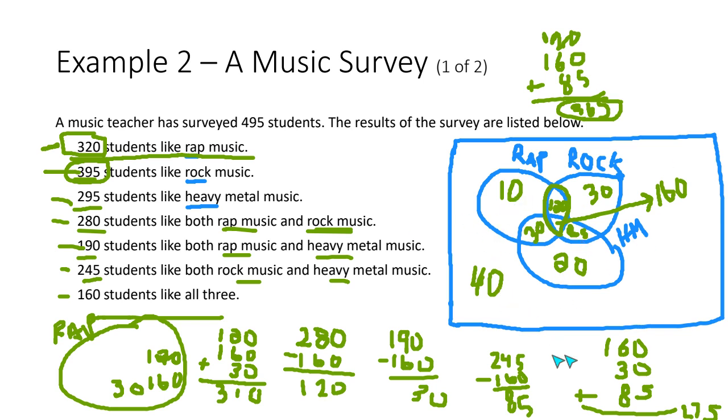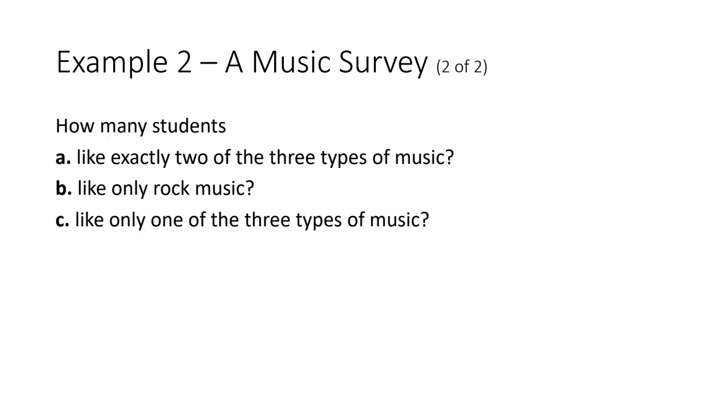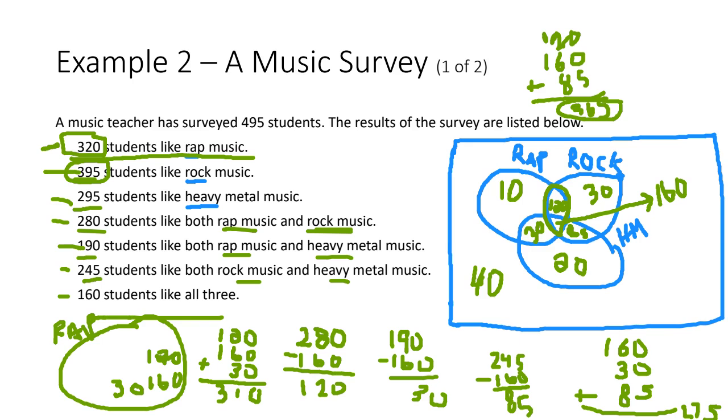Okay, so that is using a Venn diagram to help us with answering an application problem. The rest of the slides here are just going, oh look, we had the questions here. How many students like exactly 2 of the 3 types of music? So let's figure that one out. So let me put the Venn diagram back so we can see it. So how many students like 2 of the 3 types only?